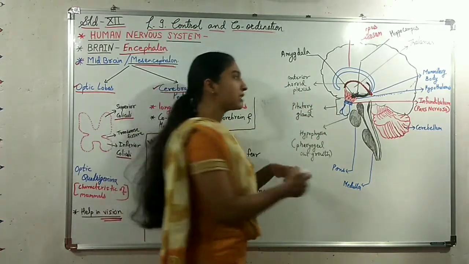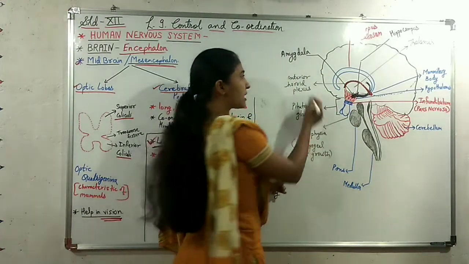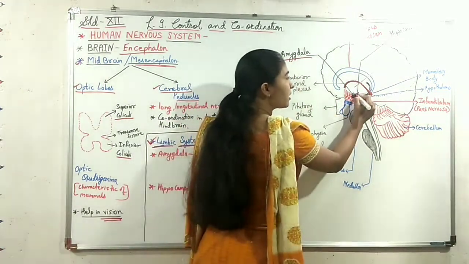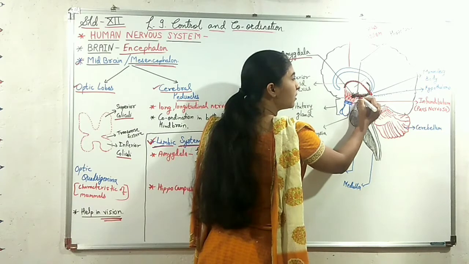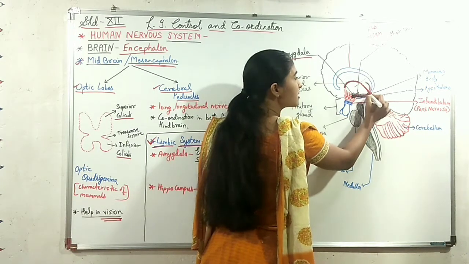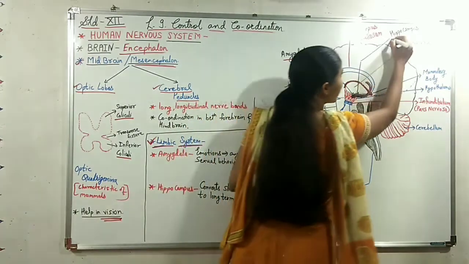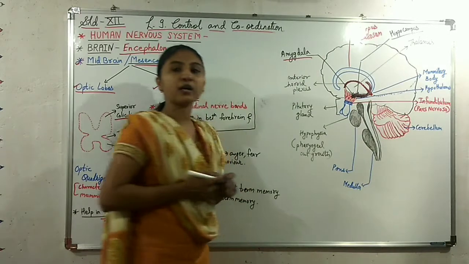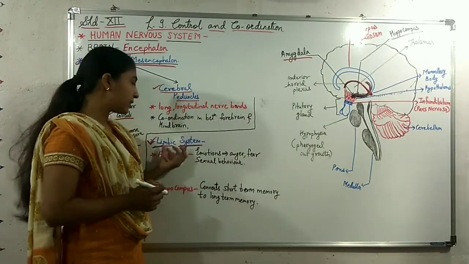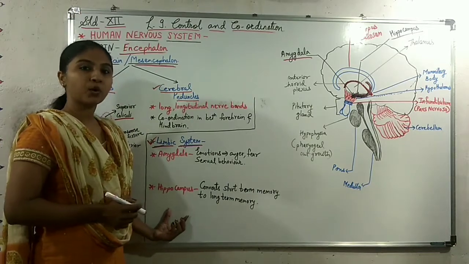And from these almond-like structures, from this amygdala, a structure arises from below the thalamus and goes above the thalamus. This structure is called the hippocampus. So there are two main structures in the limbic system. First is the amygdala and second is the hippocampus.